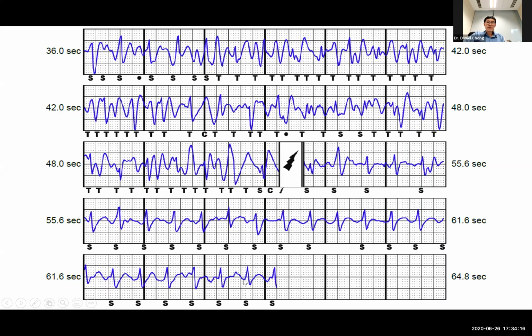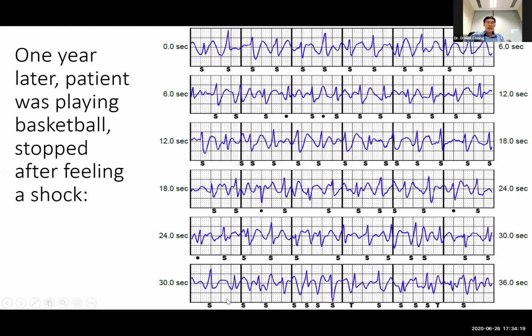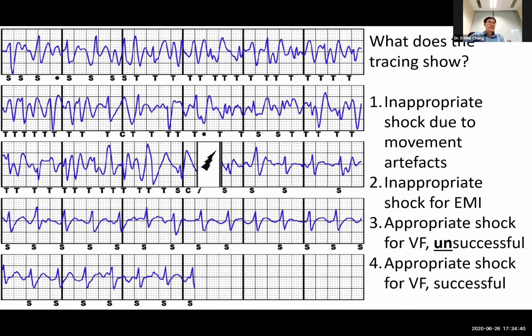If we could just go to this strip over here, we can see that there's some sense beats over here, and in between the sense beats there can be some T wave oversensing as well. So I'm pointing to the bottom rhythm strip. So there was some T wave oversensing, but the main reason why he was shocked was due to movement artifacts. Okay, and it was not due to electromagnetic interference because it's sort of not fast and not regular enough to be EMI, and it's not due to VF.